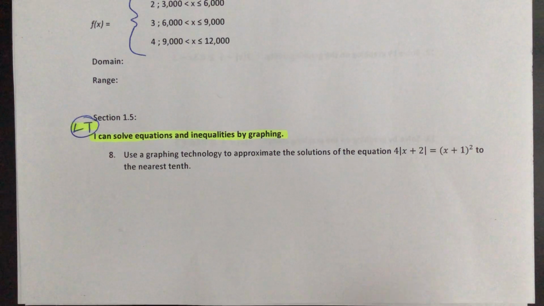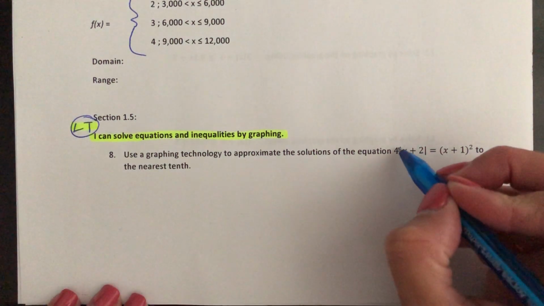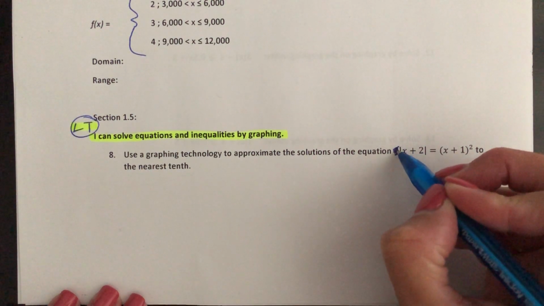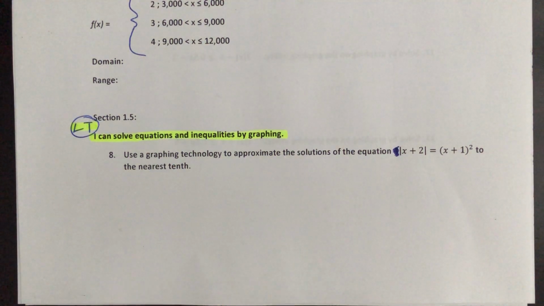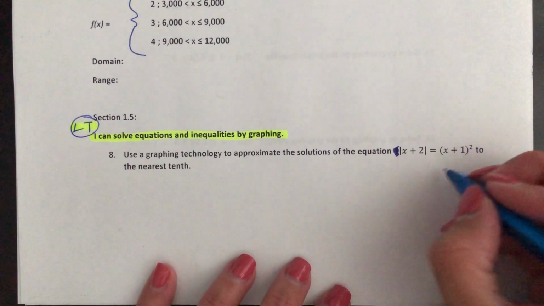One typo here I need to fix. Cross out this 4 here. Do not do that. Will not work out. Cross out that 4. Okay, so whatever you're using, Desmos or your graphing calculator, you're going to graph each side of this equation separately, but keeping it on the same coordinate plane.